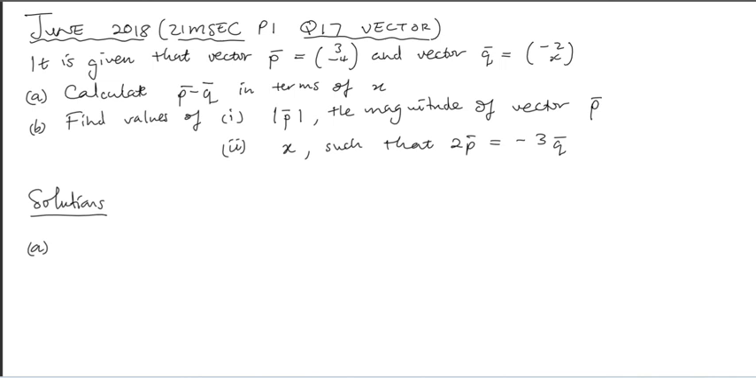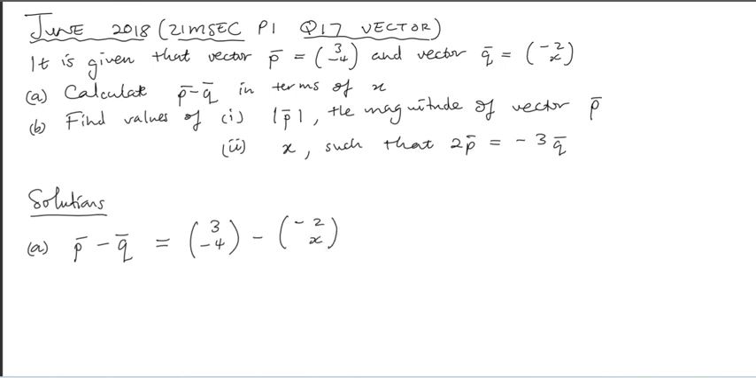When the question says in terms of x, it means your answer should remain with x, expressed in terms of x. So for us to find P minus Q, this is just a straightforward question. What you do in this case, we have P minus Q. P minus Q will be equal to vector P, which is (3, -4), then minus vector Q, that is (-2, x).